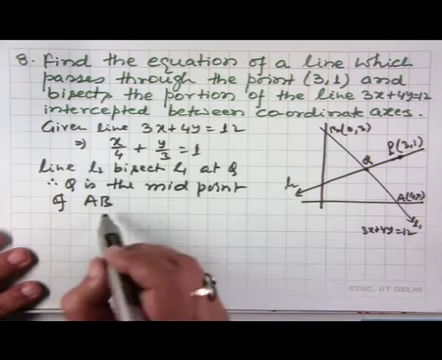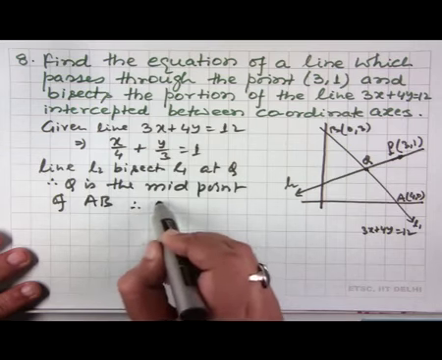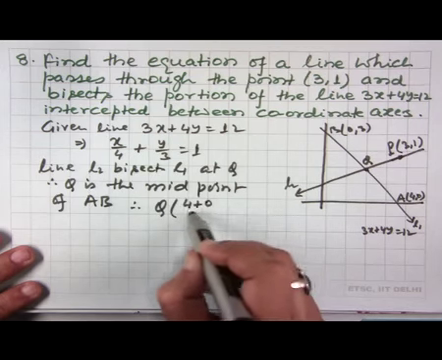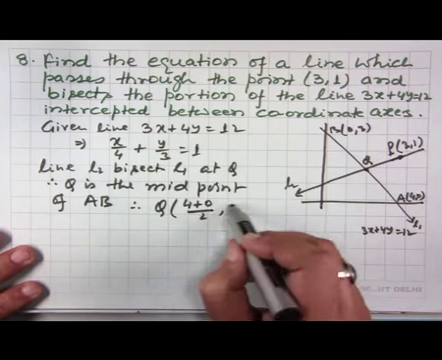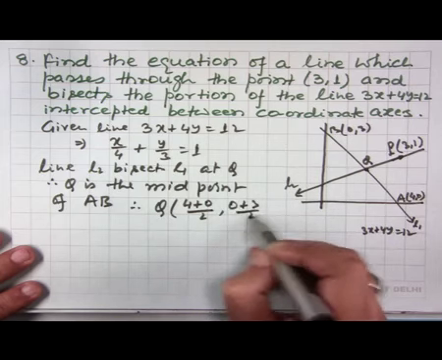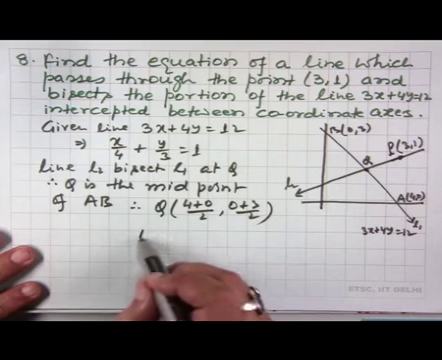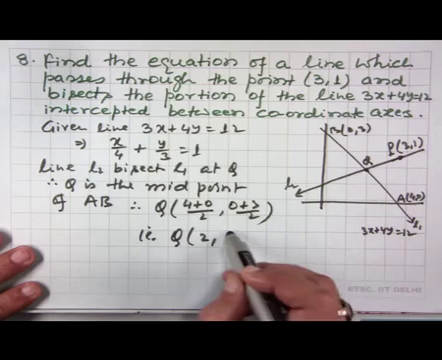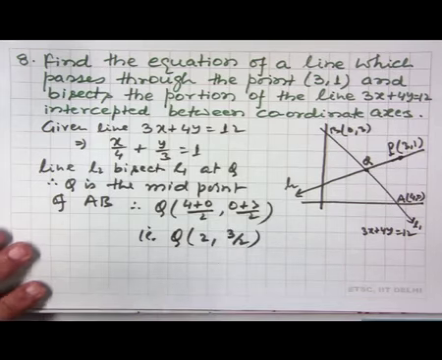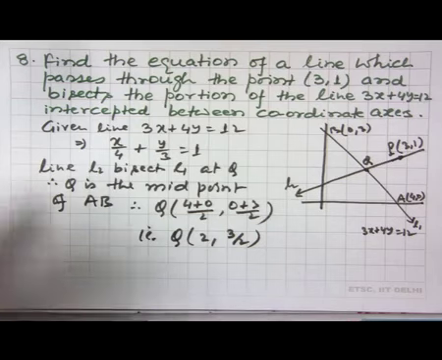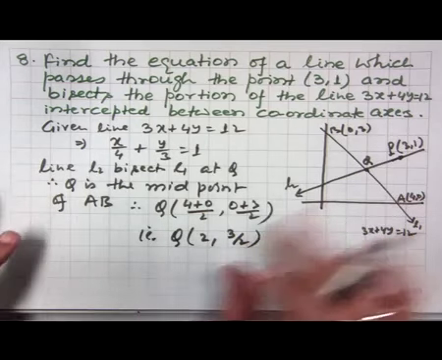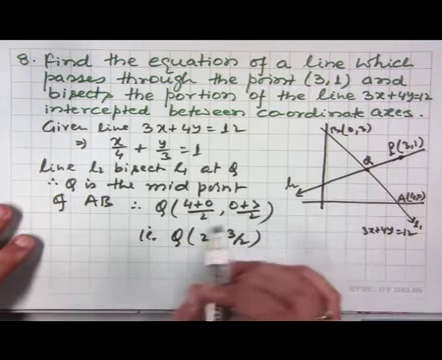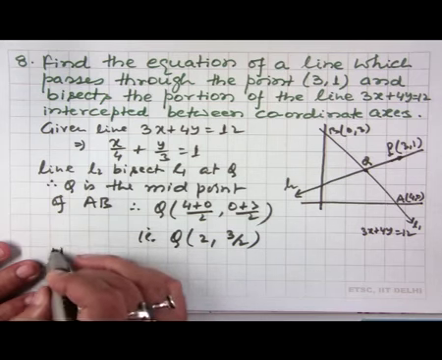So the coordinate of Q is ((4 + 0)/2, (0 + 3)/2). That is Q (2, 3/2). The equation of line L2 can be easily found because we have two points of this line known. That is Q (2, 3/2) and P (3, 1).